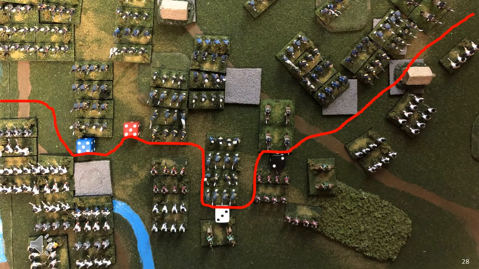This shows the position at the end of the Allied game turn. The Allies are in trouble on this sector of the battle, particularly in the centre, as you can see. The red line shows the effective front line, which happens to be generally the Austrian movement zone of control line.